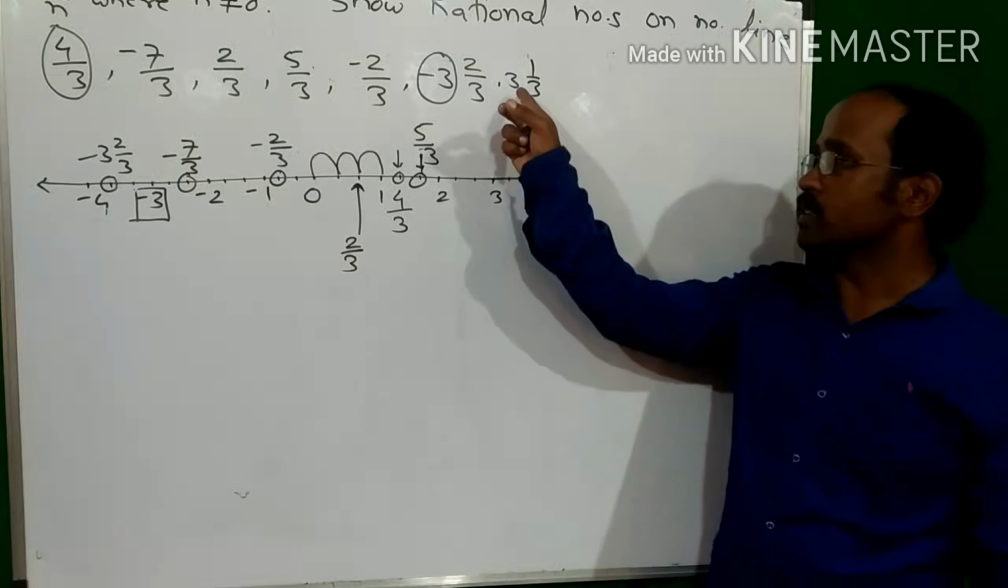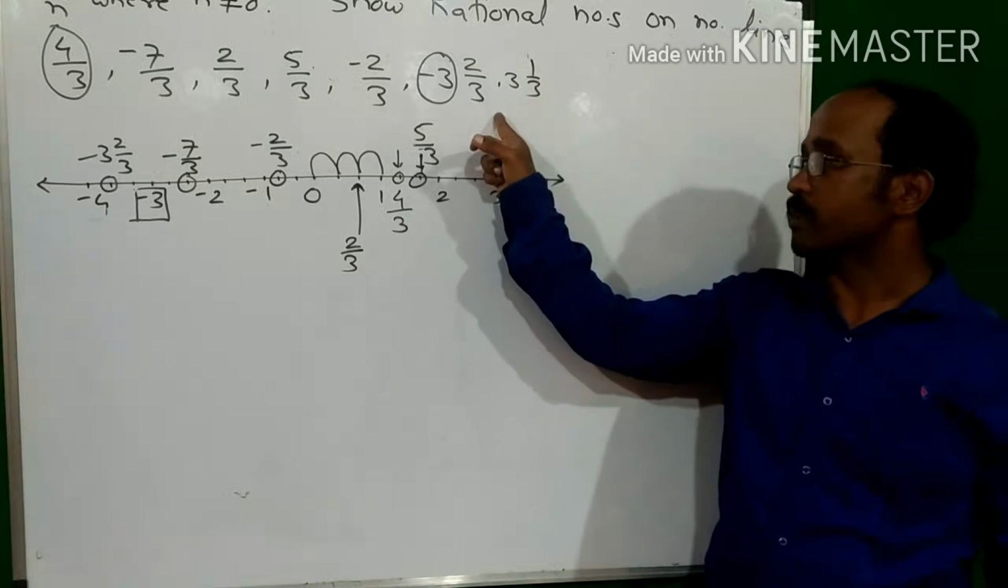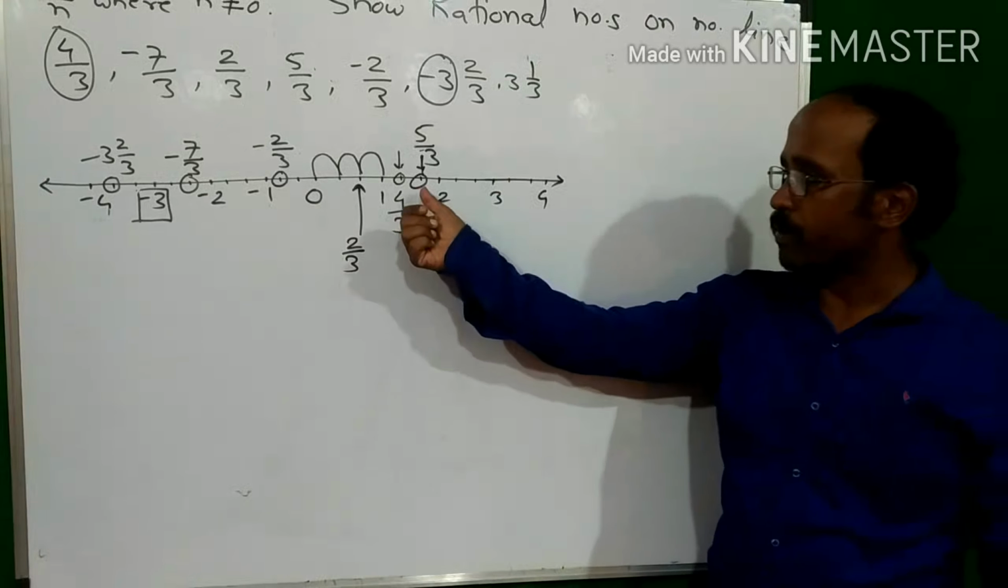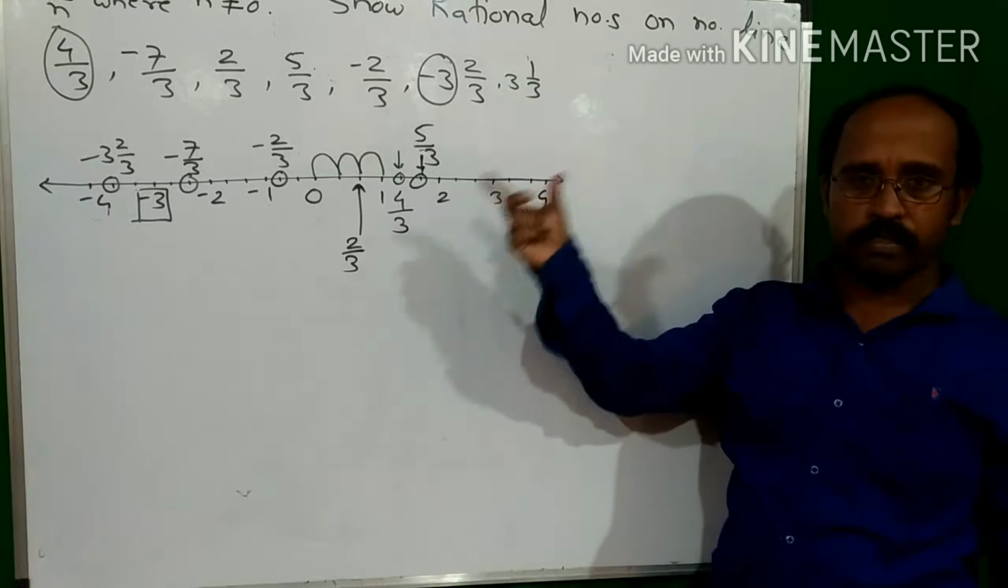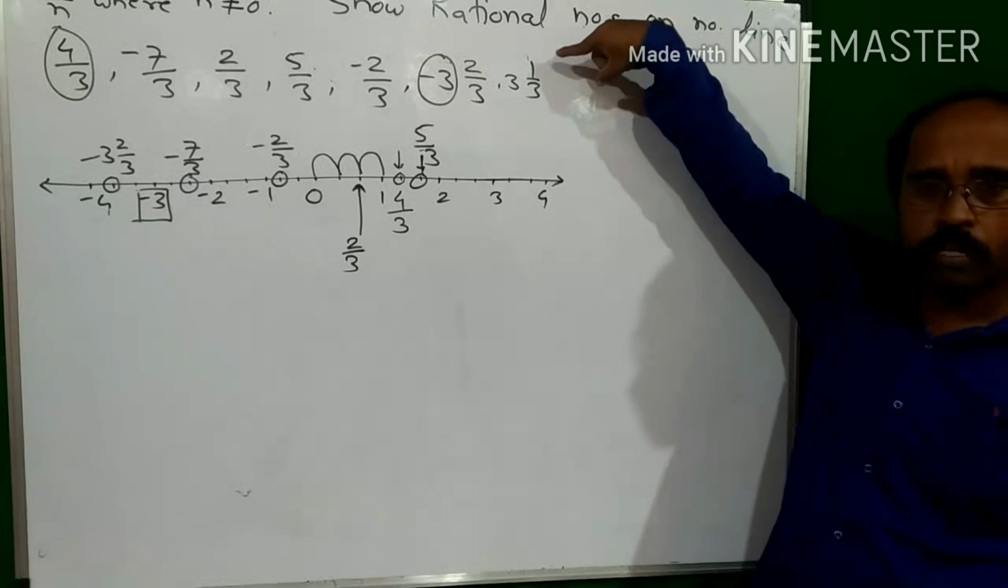So what do you mean by this? After this whole number 3, there are 3 partitions. Between each number there are 3 partitions. So after this whole number 3, there are 3 partitions. Among these 3 partitions, we have to show this first partition.